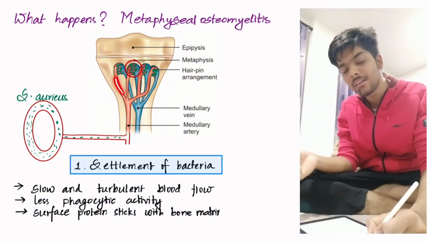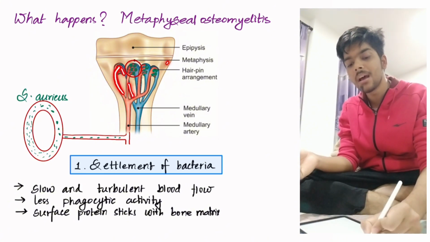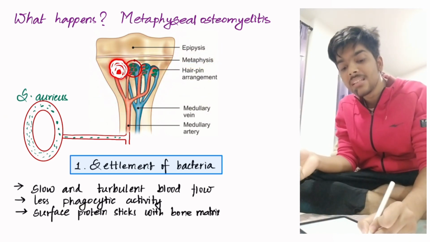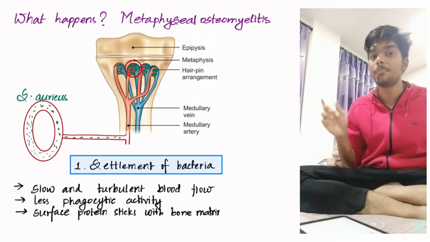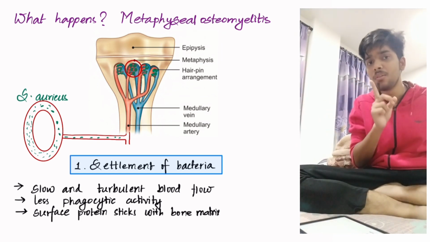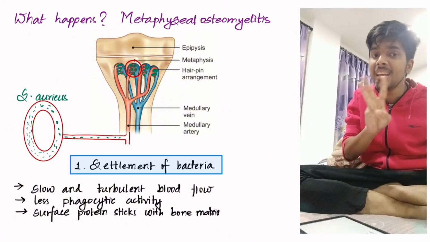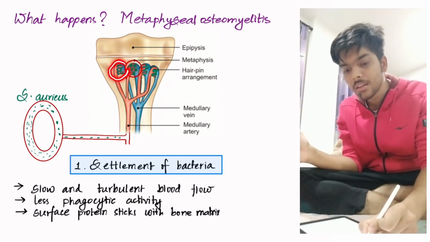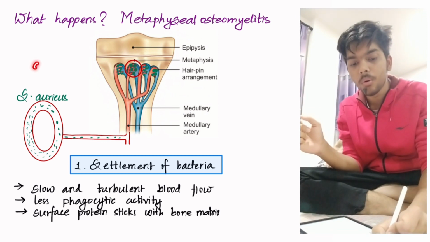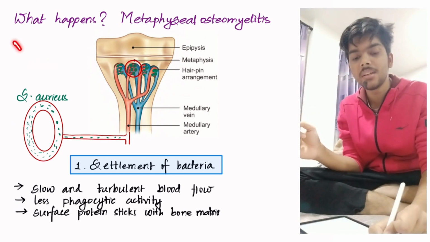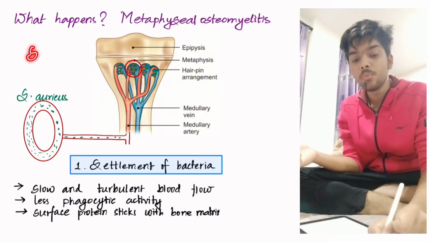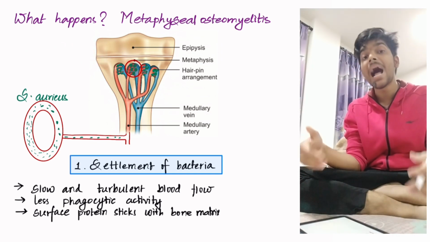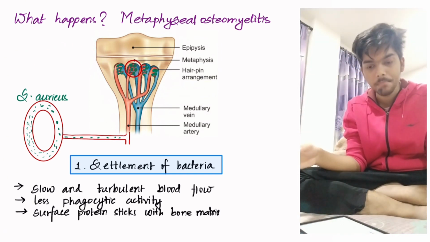At the junction between the artery and the venous sinus of the hairpin arrangement of the blood vessels within the metaphysis is where Staphylococcus aureus best inhabits. It's the favorite place for Staphylococcus aureus to inhabit. And there are three reasons behind it. Reason number one, at this particular place, the blood flow is slow. Since the velocity of the blood is slow, the speed with which Staphylococcus aureus travels also becomes slow. So there's a high chance for the accumulation of the bacteria.